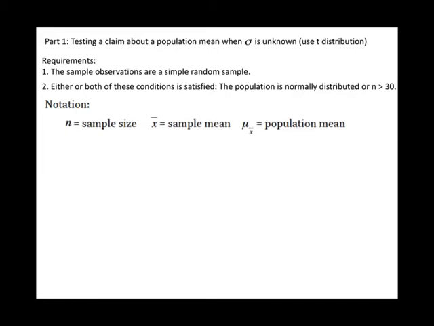Okay, notation. We have n equal to the sample size, x bar the sample mean, and mu for the population mean. This is the formula for finding the test statistic.